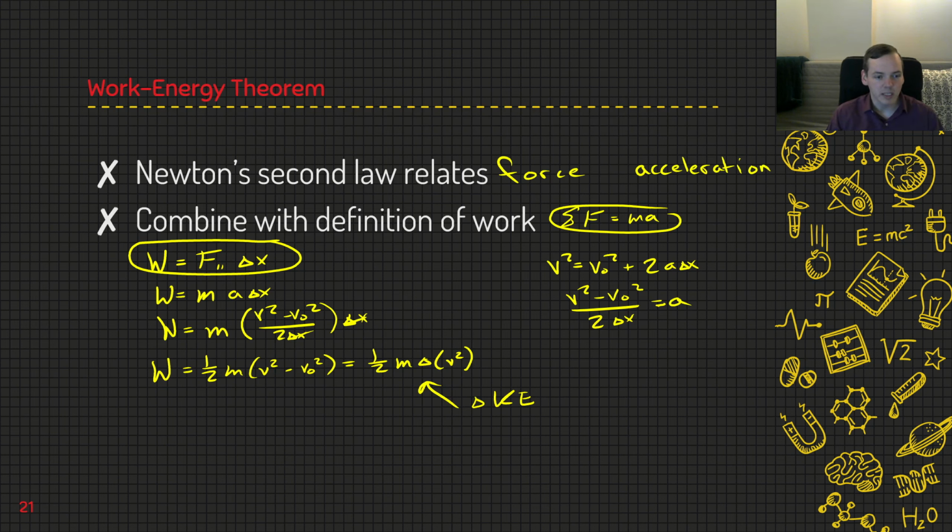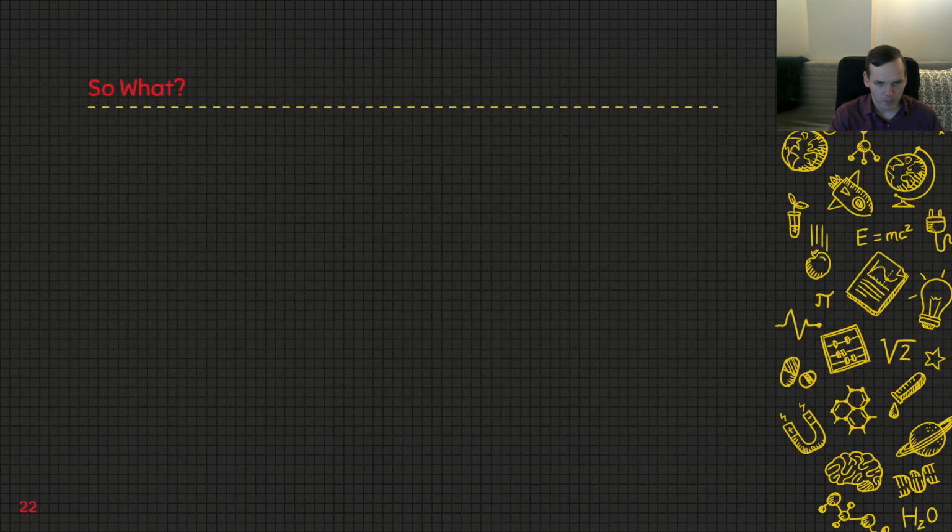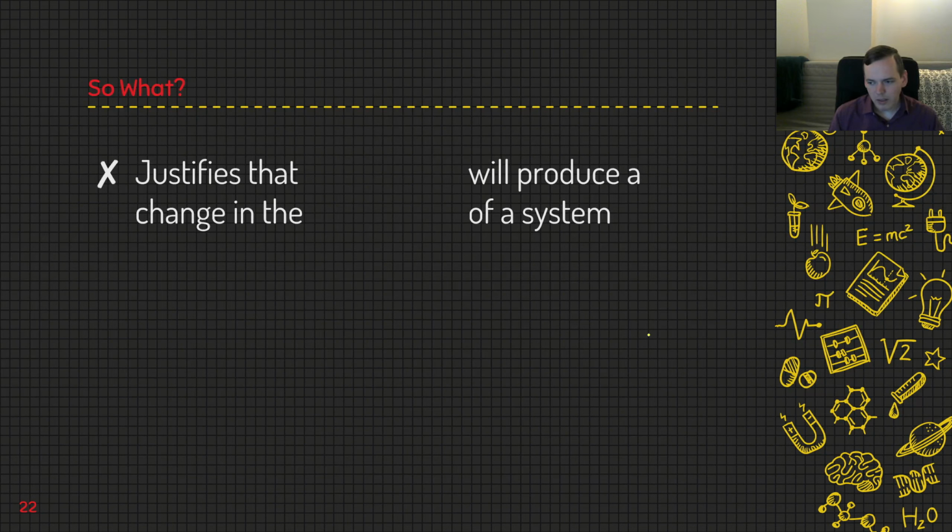And this is actually what lets us know that work is measuring the same kind of thing as energy, because we've already shown that this energy measures the same thing as other kinds of energies, so therefore work measures the same kinds of things as well. So what? Like I said, this justifies that work will produce a change in the energy of a system. And that's what we care about, that you can do work to change the energy of a system.